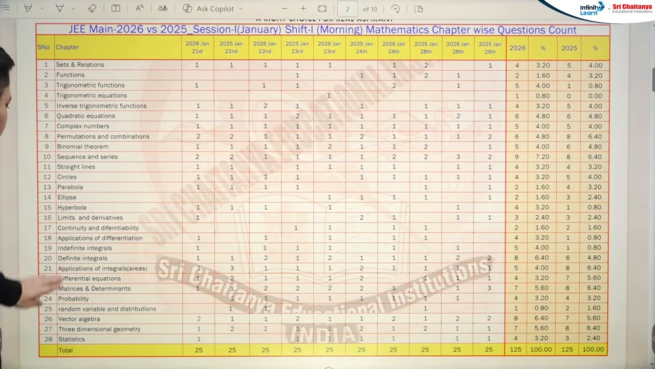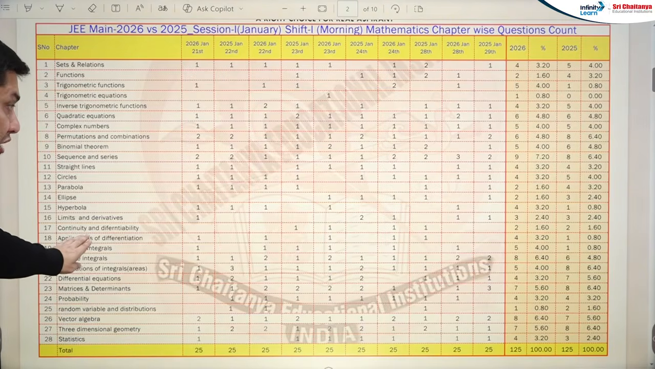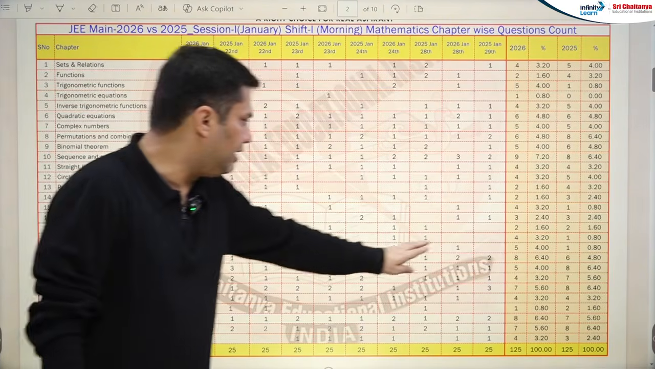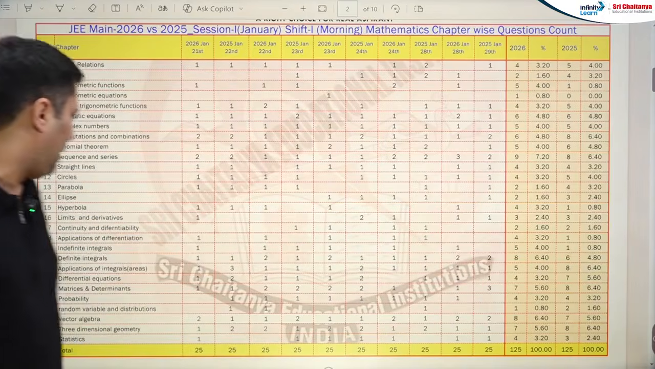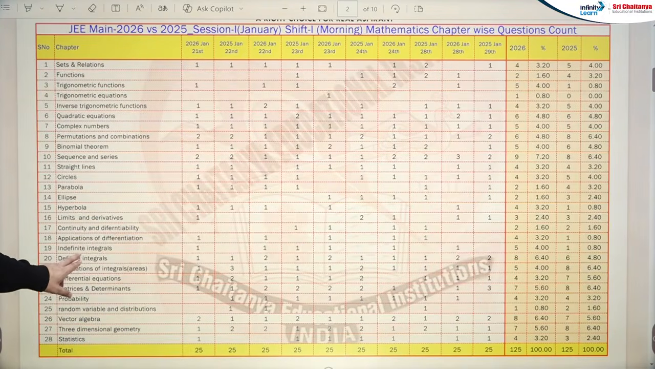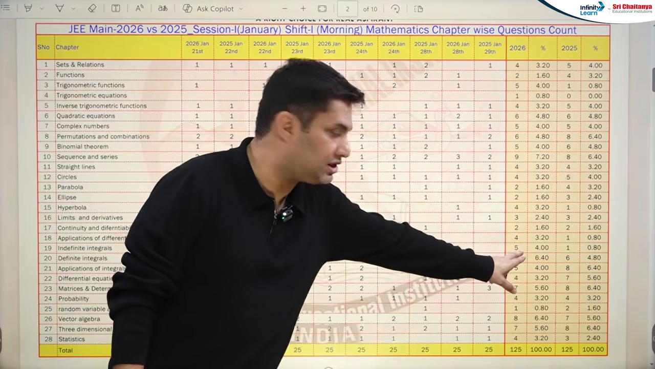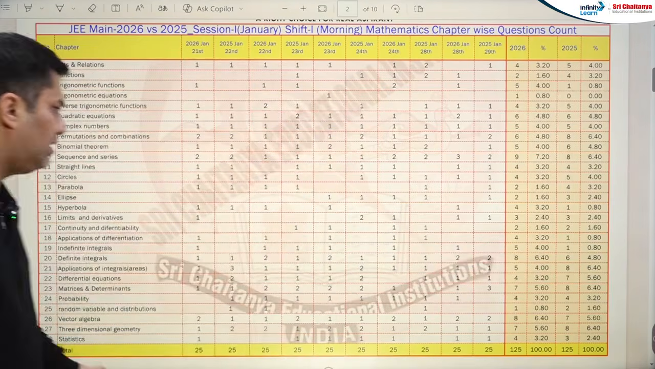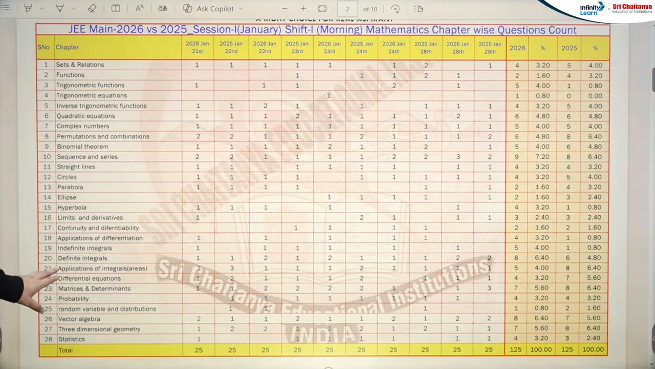Now let's come to the calculus part. Limit derivative is 3, 3, same. C and D is the same. Application of differentiation has had a very high increment, like 4 questions from application of differentiation, AOD. Indefinite integration has again increased, 5 questions, but last year only 1 question was there in the morning shifts. Definite integration has increased. Area has decreased. Then differential equation has decreased.